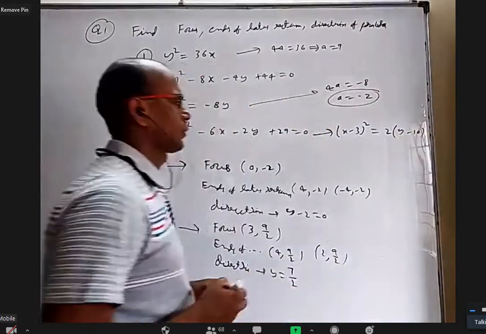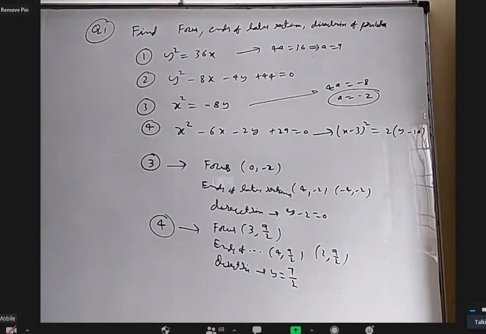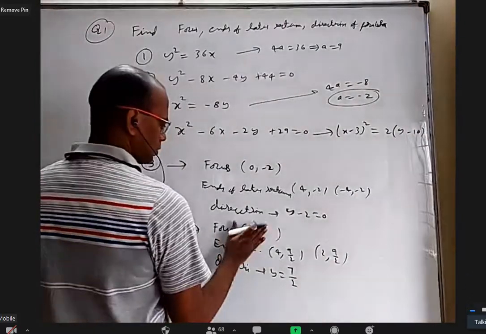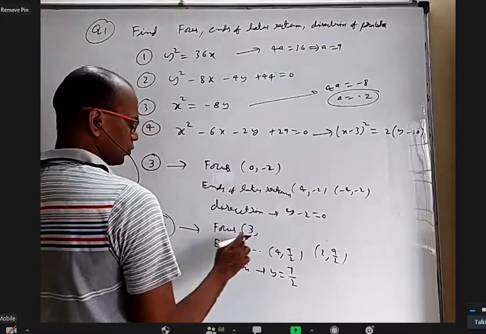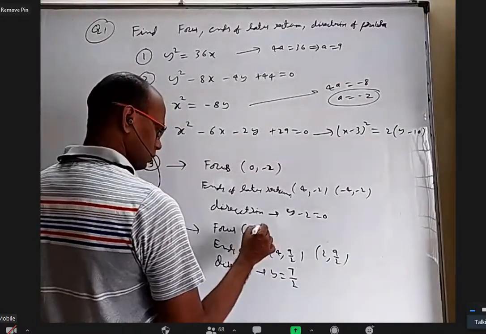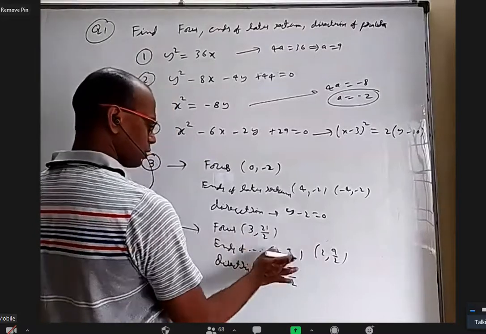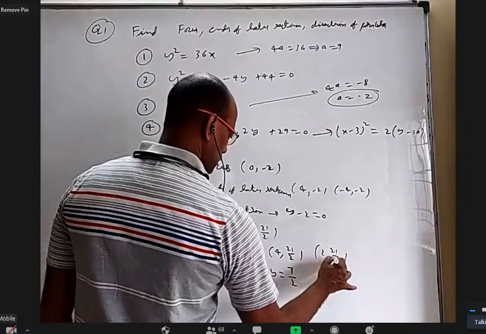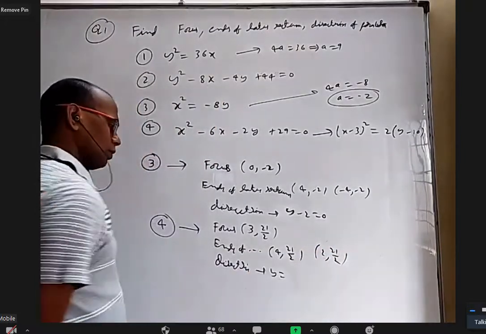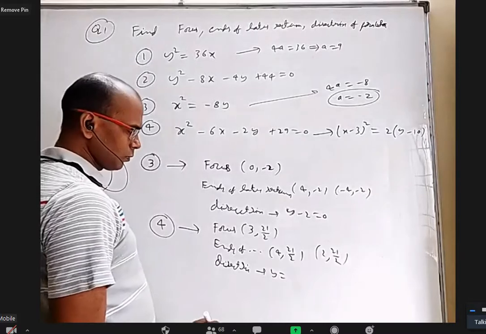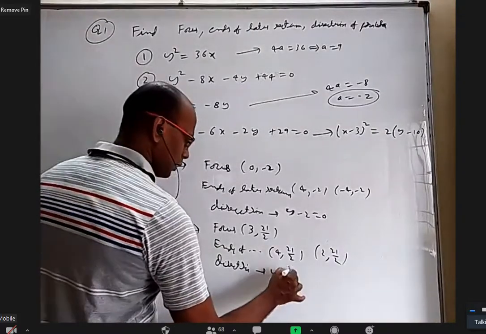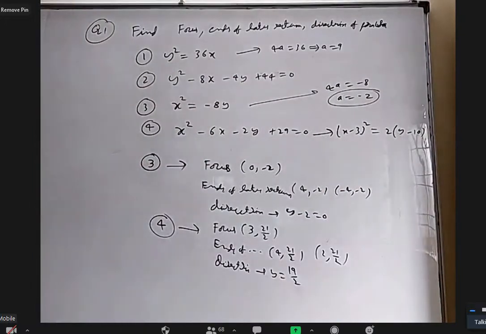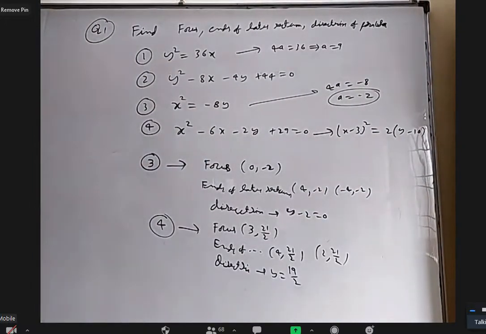Yes, sir. We are getting different. Focus is 3, 21/2, sir. Ends are 4, 21/2 and 2, 21/2, and directrix is y equal to 19/2. What is the focus? 3, 21/2. Okay. This is 4, 21/2 and 2, 21/2. And the directrix? Y equal to 19/2. Maybe this constant you wrote wrong, Sriharsha? Yes, sir. Okay.